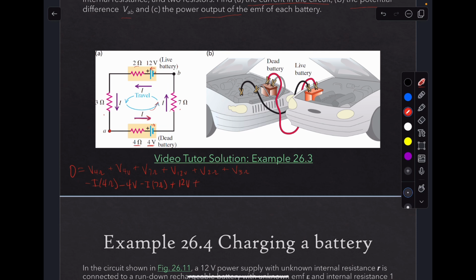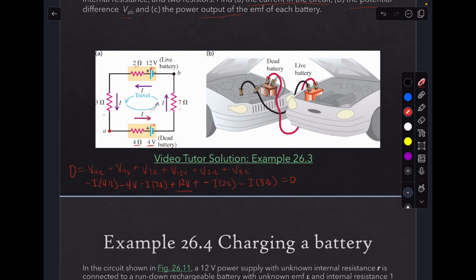Now we're going to cross the 2 ohm resistor. That's going to be, right, and our current is in the direction of travel, so that's going to be minus I times 2 ohms. And then finally, the 3 ohm resistor, that's going to also be minus I times 3 ohms, okay? Because our current direction is in the direction of travel. And so all that's going to equal 0. So let's mathematically collect everything together.